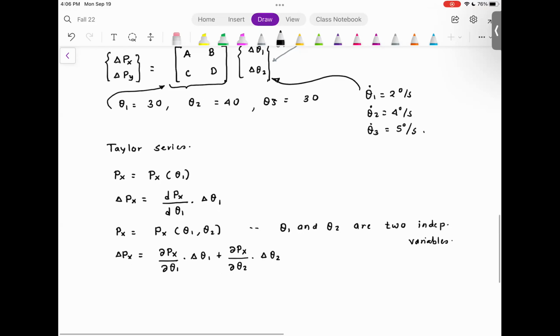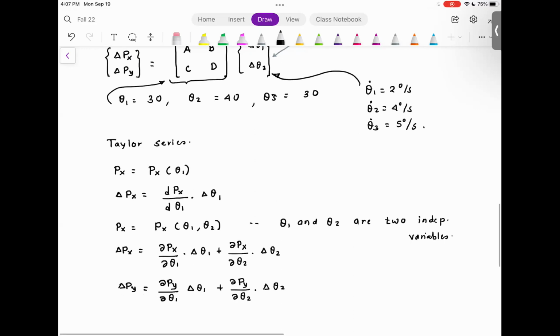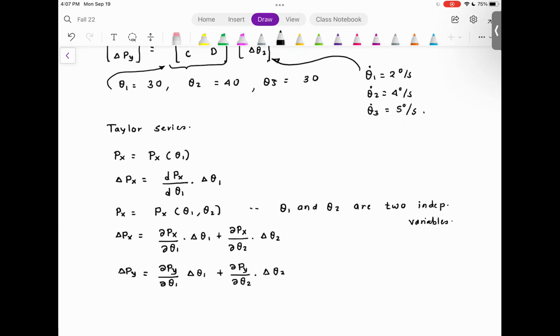Now, if I were to do the same thing for delta py, same logic: partial py divided by partial theta 1 times delta theta 1, plus partial py by partial theta 2 times delta theta 2. So what we did, we took the derivative in one dimension and expressed that as a derivative in two dimensions. There is something else that I want you to understand.